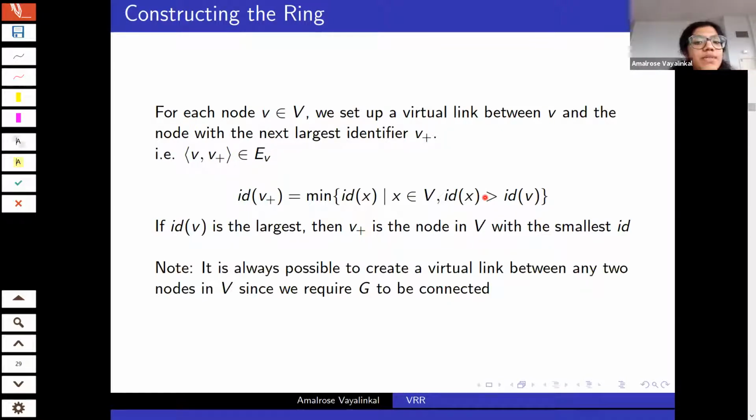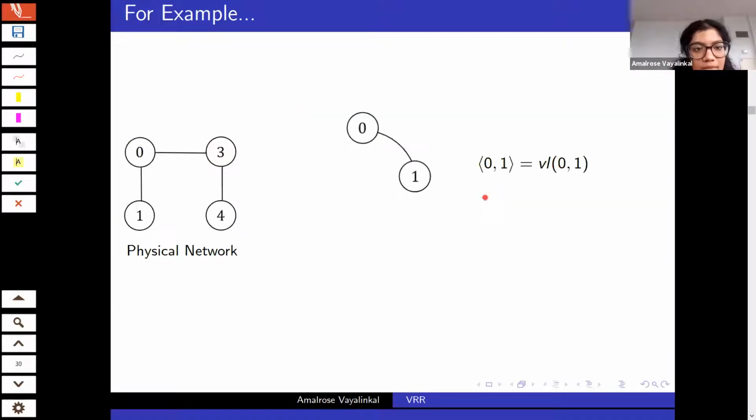It is always possible to create a virtual link between any two nodes in V since we require G to be connected. Because this ID mapping is random, we don't know a priori that V and V+ have to be close together at all in the physical network. And so we want to be able to travel anywhere along the physical network to ensure these virtual links can be made. So for example, in our earlier physical network, right?